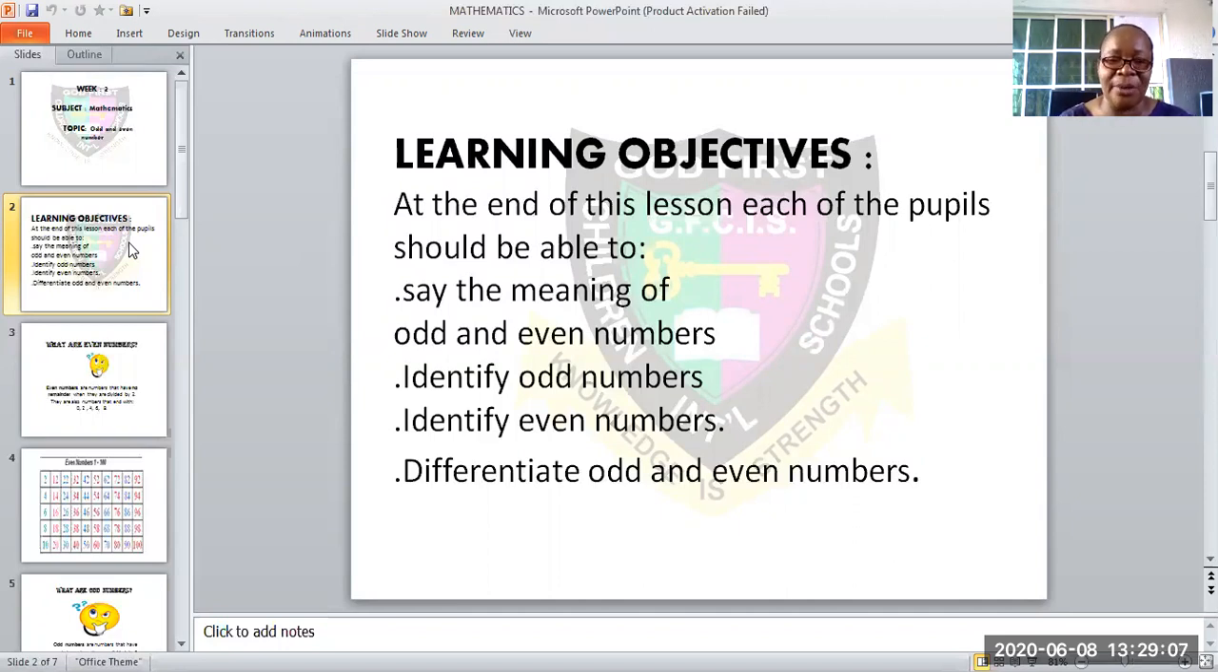Third objective, identify even numbers. Now, we should also be able to differentiate odd and even numbers. By the time we learn what odd numbers are and what even numbers are, we will definitely be able to differentiate between them. Is that clear? That is our objective for today. So, let's move on, please.